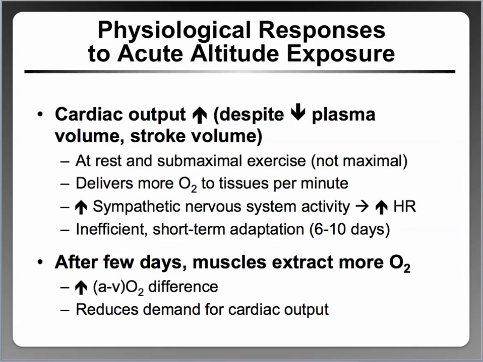So this slide talks about cardiac output, and how cardiac output responds at rest and submaximal exercise. What we see is an increase in cardiac output. And this is despite the decrease in plasma volume, which, as you can imagine, also results in a decrease in stroke volume.